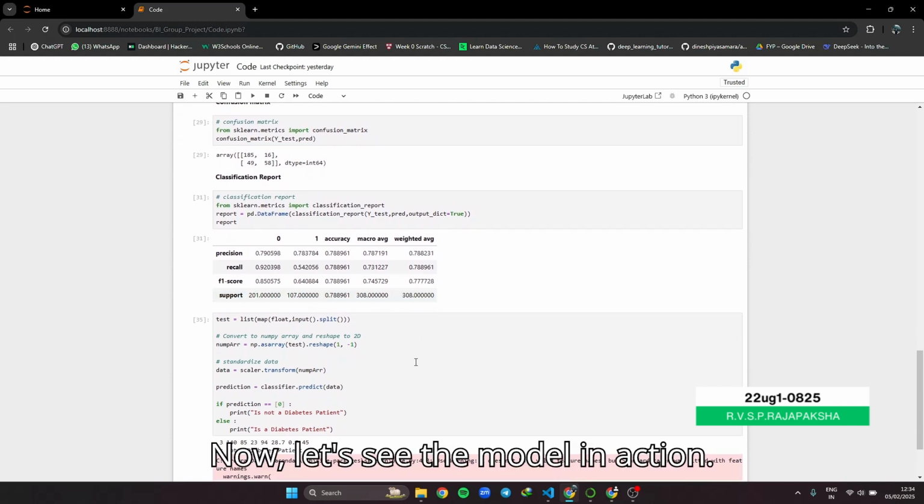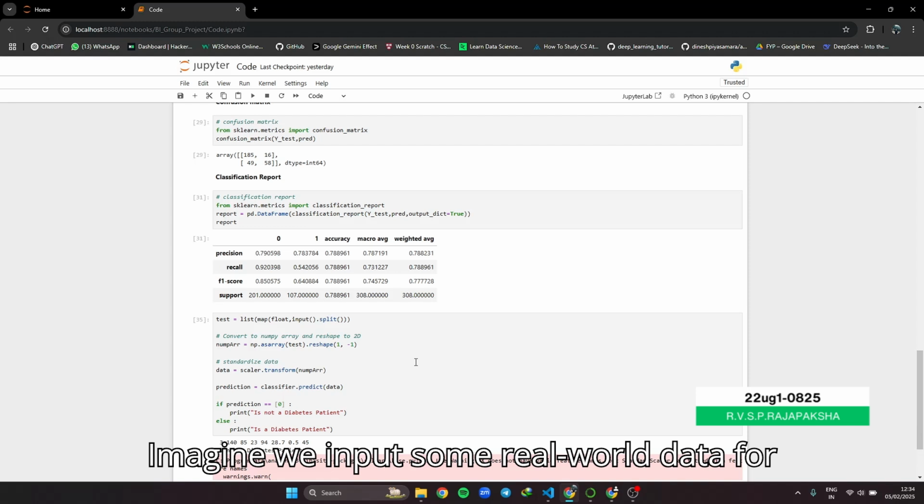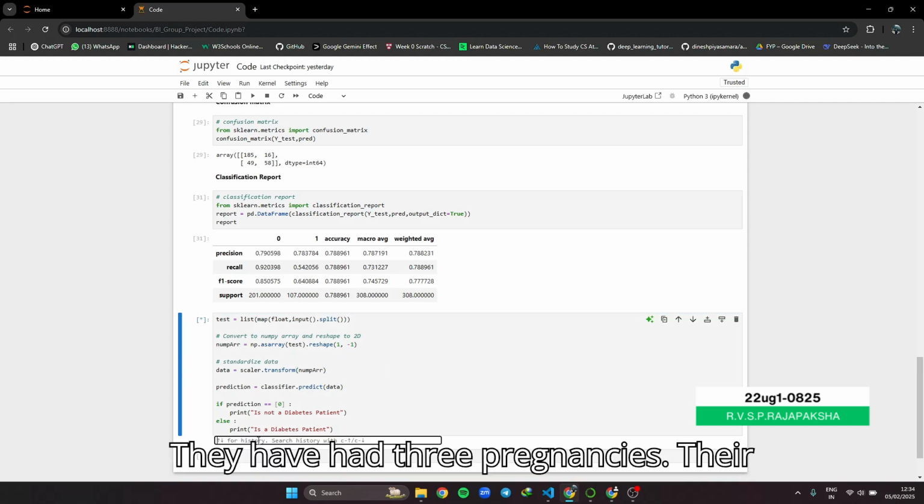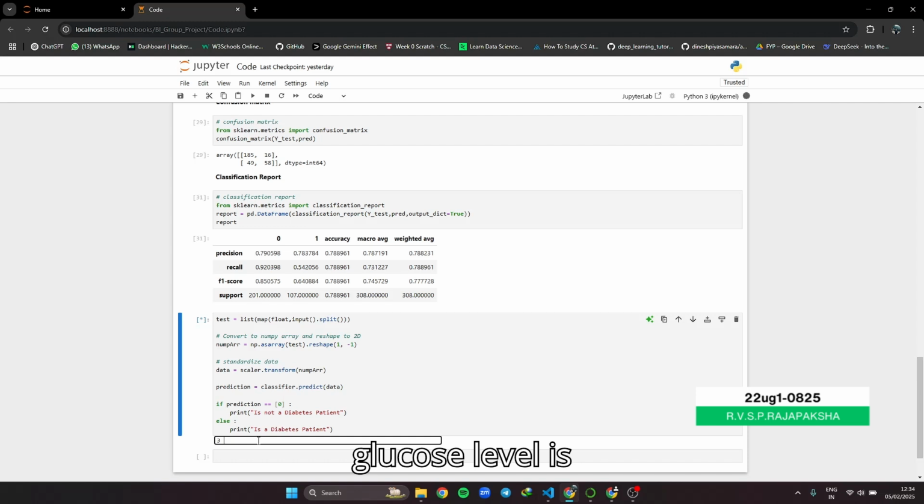Now, let's see the model in action. Imagine we input some real-world data for a patient. They have had 3 pregnancies. Their glucose level is 140 with a blood pressure of 85. Their skin thickness is 23, and their insulin level is 94. They have a BMI of 28.7 and a diabetes pedigree function of 0.5, and they are 45 years old.